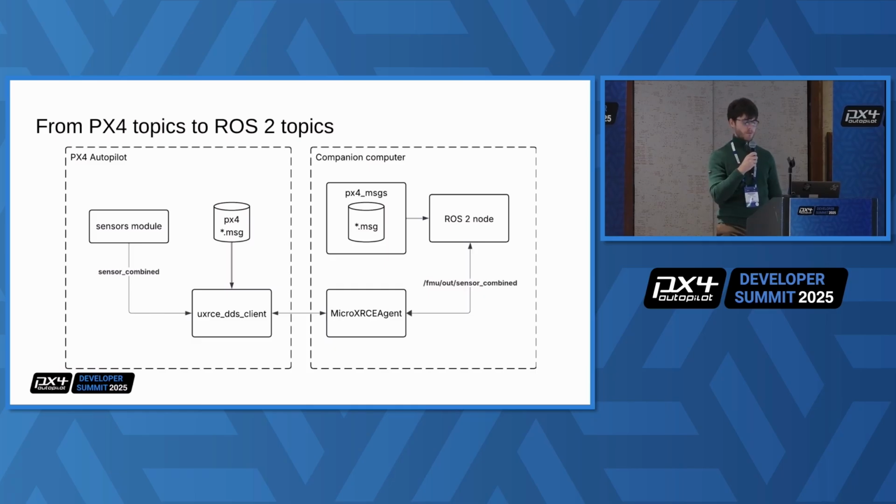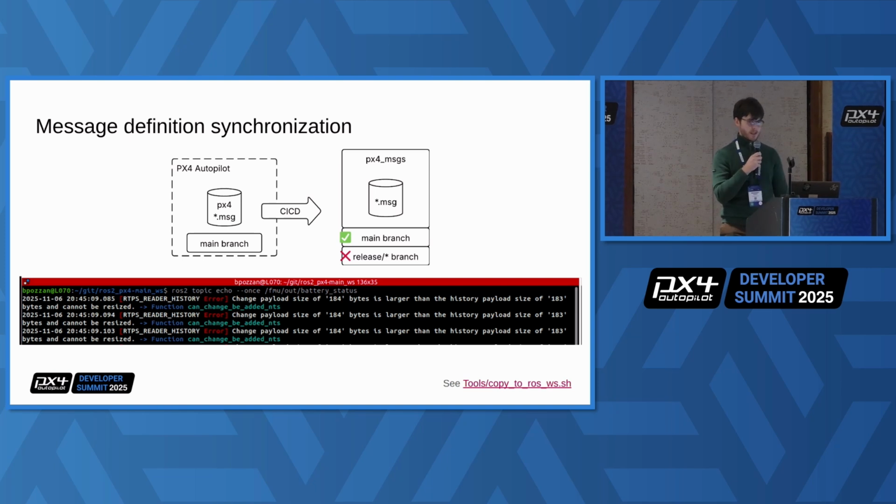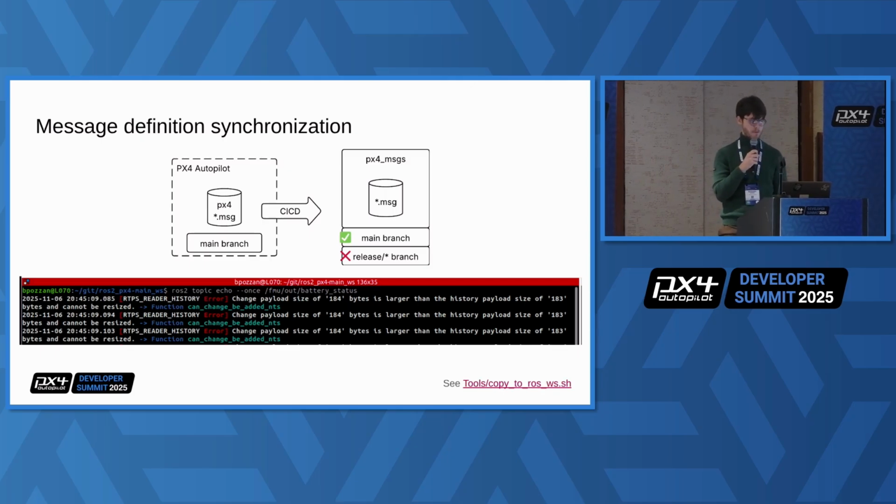PX4/PX4_msgs repo. How is that repo kept in sync with all the changes of PX4 messages, and what happens if for some reason it goes out of sync? What will you see if that happens? CI/CD constantly keeps it in sync. Every change on PX4 message definitions in main will be copied over to the main branch of the PX4 messages repo. For the release branches and tags, we do it manually instead.